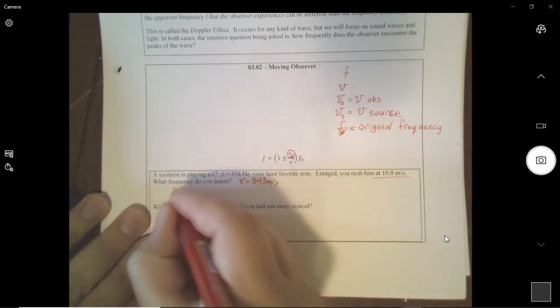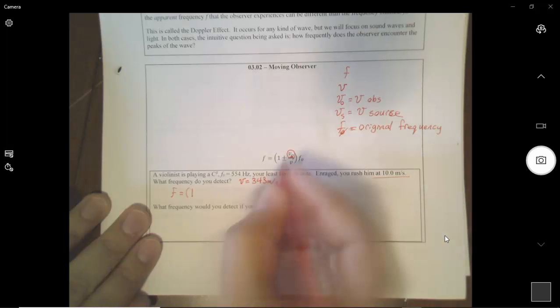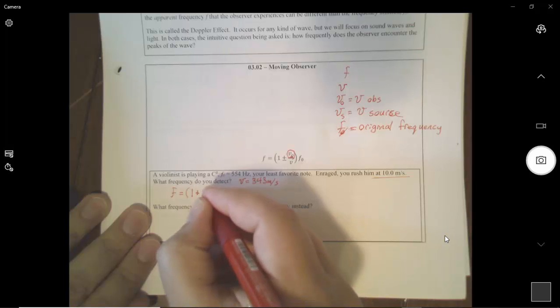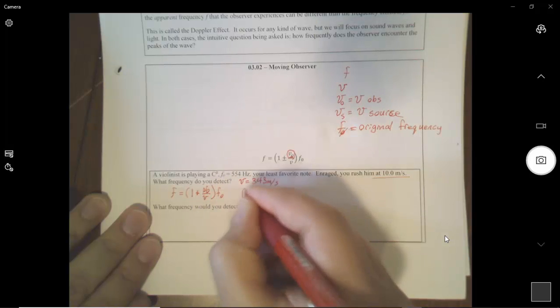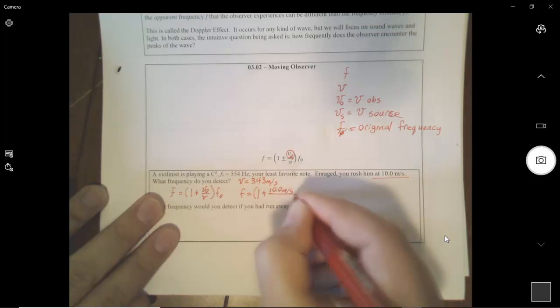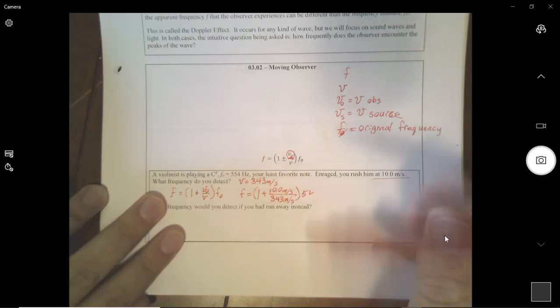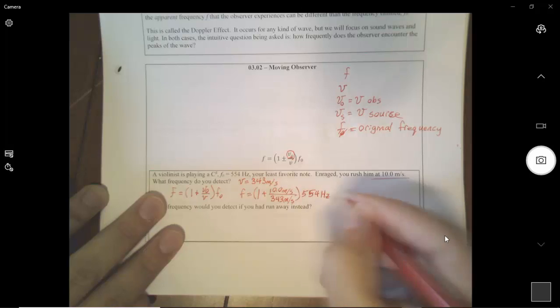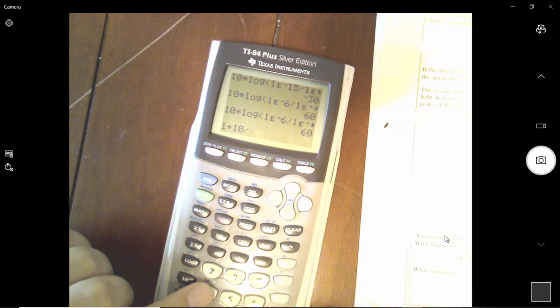So we'll put that in here, and we'll see F is equal to 1 plus or minus. So we're moving toward the violinist, right? So we'll use plus. The frequency should increase. V naught over V. Or sorry, it's not V naught, it's VO, right? And this is F naught. So we'll have F is equal to 1 plus V of the observer, 10 meters per second, over the speed of the waves, 343 meters per second, times the original frequency, 554 hertz. So we'll put that into the calculator. 1 plus 10 over 343, and multiply that by 554 hertz, and we get 570 hertz.